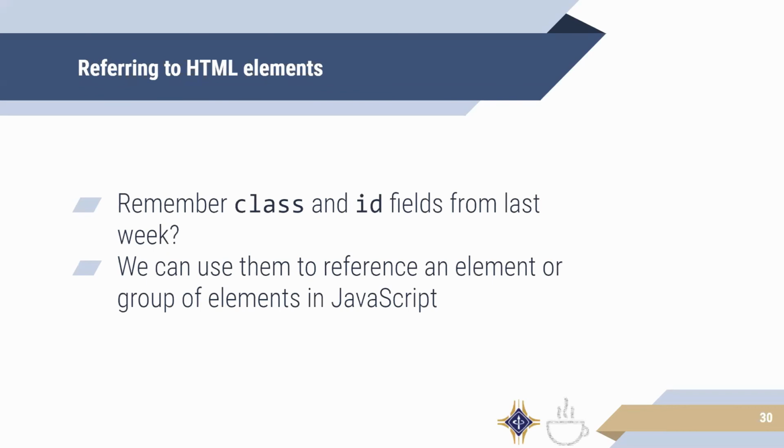So how do we refer to HTML elements from JavaScript? Kind of pull them basically. Well, we can use classes or IDs. If you need a refresher on classes and IDs, please refer to last week's presentation. We go into a lot more detail about it over there. But as a real quick refresher, there can be multiple tags with the same class, but IDs have to be unique. That's the one thing about IDs. And we can use classes and IDs to refer to either a single element or a group of elements using JavaScript.